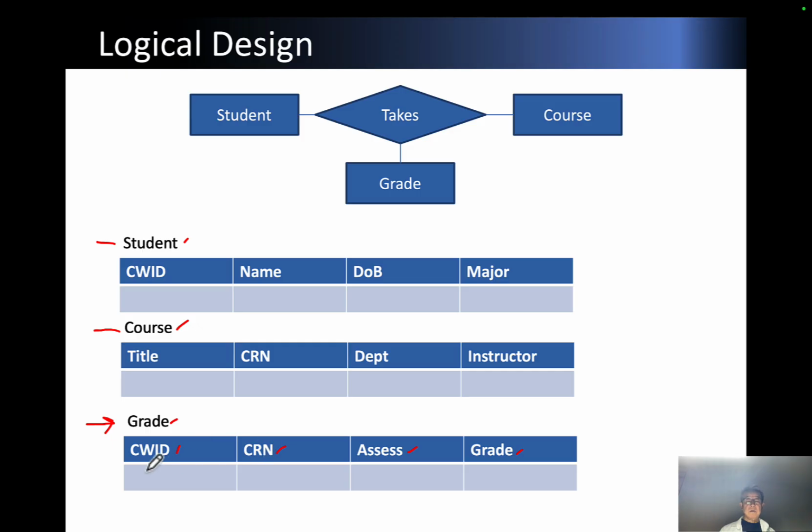See here, this student takes that course, another student takes another course, right? That type of thing can be represented. So from this ER diagram, we have obtained these 3 tables.